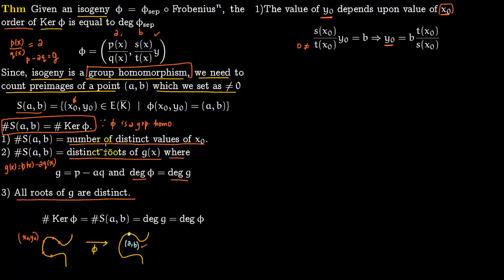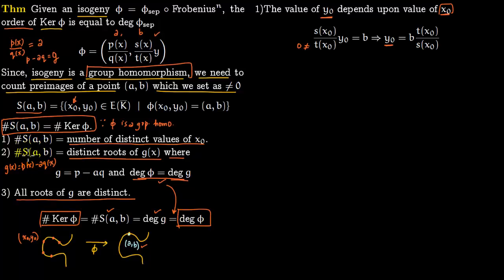So then if all roots of g are distinct, then you have this equality here, which is equal to the degree of g, because the roots of g are distinct. If we show this, then this will follow here, and this thing here, the kernel of phi, is equal to the number of points SAB, that is the inverse image of SAB. This is coming from right here. So this will give us the required equality. So that is kernel of phi is equal to degree of phi, and this is what we wanted to show.